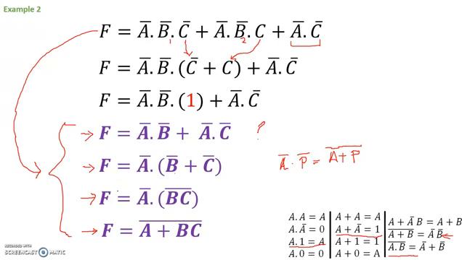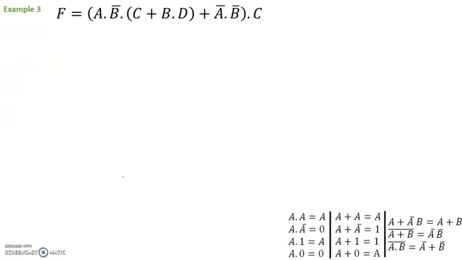Okay, let's do one more exercise. In the final example, we'll take a look at the following Boolean expression. It looks just a little more complicated than the one we started with, but it's not. So here you go. F is equal to A ANDed with not B, ANDed with, in parentheses, C or BD, or not A, not B, and this whole thing is being ANDed with C. So let's take a look.